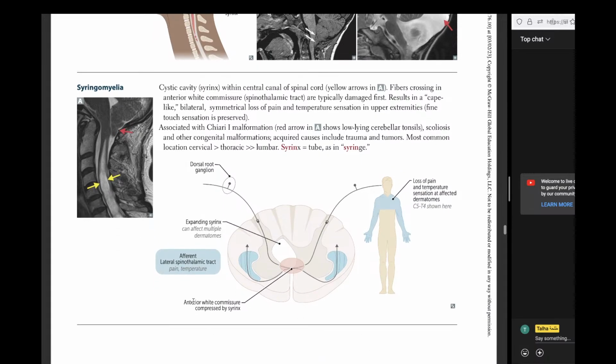Okay. Oh, this is a good diagram. Kind of. It could be better. And then it shows the expanding syrinx in the middle of the central canal of the spinal cord. And you have that cape-like distribution problem.